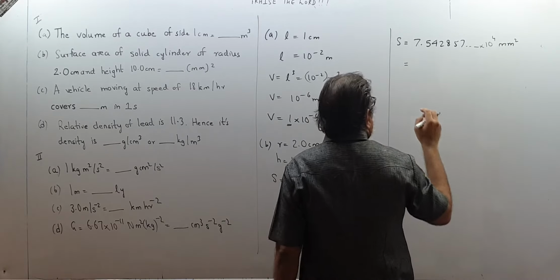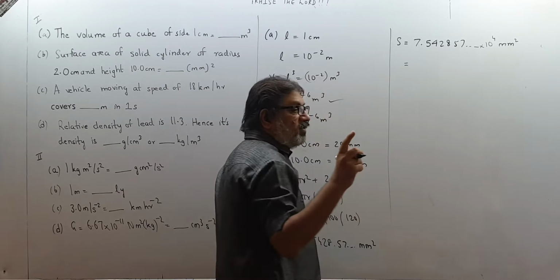Now I told you that we want only 2 digits because there are 2 significant digits over here and 3 over here. So we should give only 2 significant digits. Start rounding off. This will become 6, 9, 3, then this is 4 and 5. So this is 7.5 into 10 raised to 4 millimeter square. 2 significant digits and a precision only up to 1 decimal. So this is the final answer, 7.5 into 10 raised to 4 millimeter square.